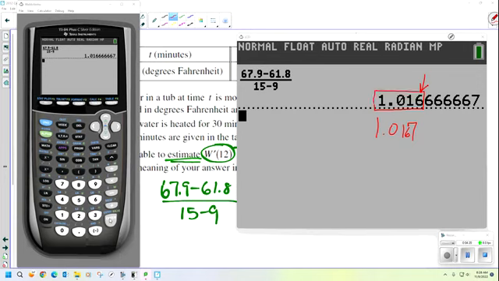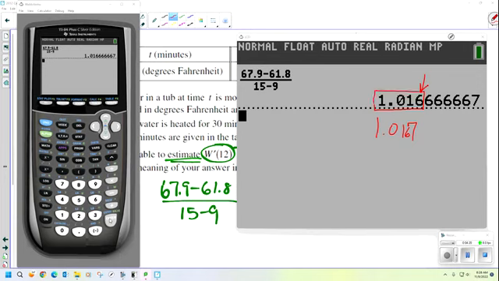Show the computation that leads to your answer using correct units. Okay, using correct units. So I'm going to put them on the label right here. This is a rate. It is degrees Fahrenheit per minute. Now they also say in the second part, using correct units, interpret the meaning of your answer in the context of this problem. Okay, so what does this mean? I'm doing it in pencil, a nice gray. And I will say the temperature of the water, okay?